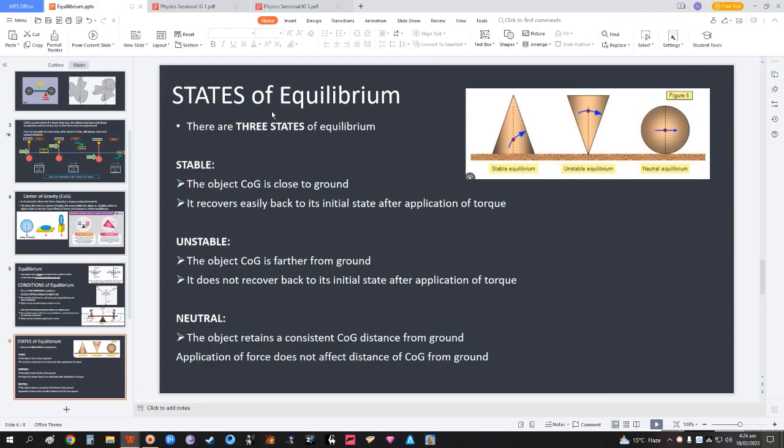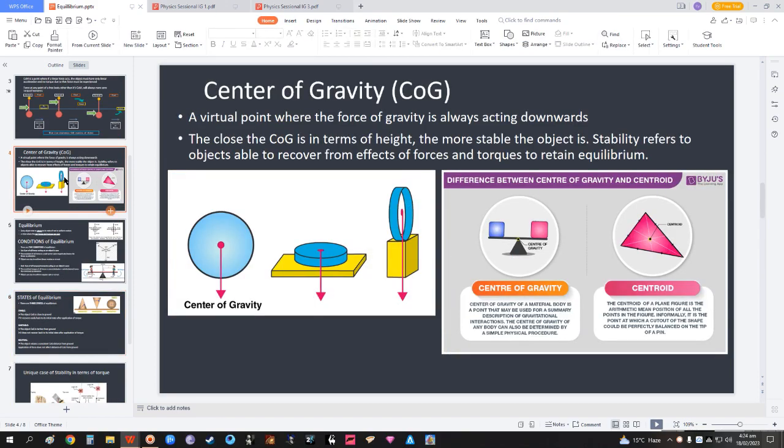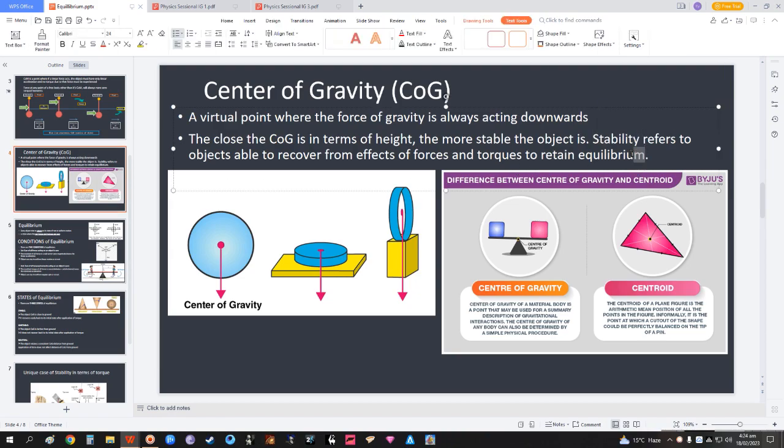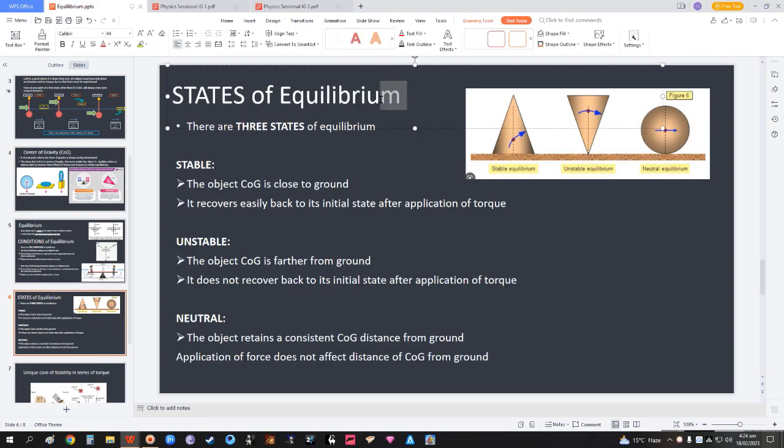Now in contrast to the conditions of equilibrium, we have three states of equilibrium as well, right? Now, by state, we mean the initial state in which the object really was, right? And while discussing center of gravity, we raised this point that it refers to the stability and the equilibrium as well. Now, we're going to put center of gravity into effect, how it really affects the equilibrium, and how we can help stabilize certain objects, right?